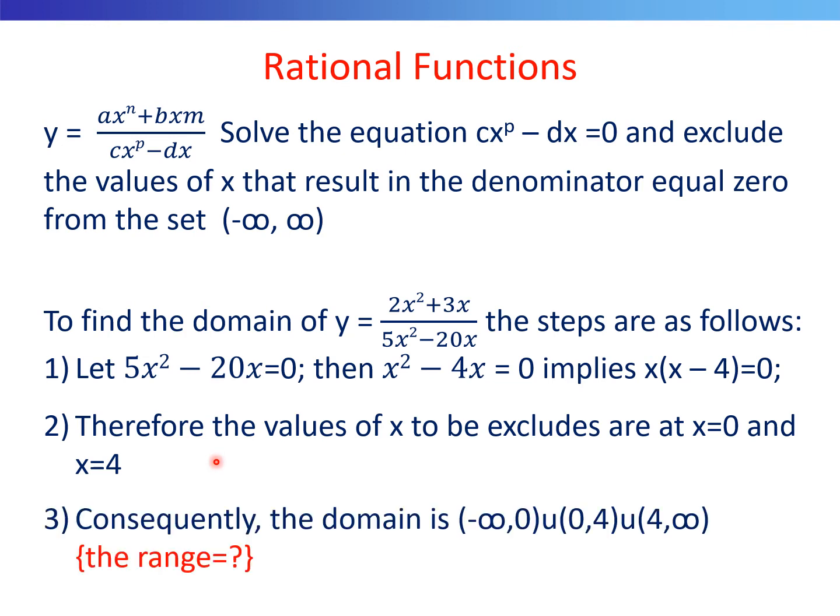So consequently, the domain will be from negative infinity to 0, not including 0, union from 0, not including 0, to 4, not including 4, union from 4, not including 4, to infinity, obviously not including infinity. The question is, what is the range? And the answer is we did not go through the asymptotes, so we will not be able to determine the range now. We'll postpone that until we cover the asymptotes.